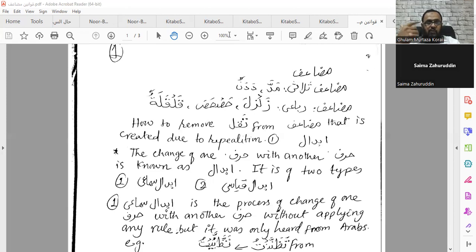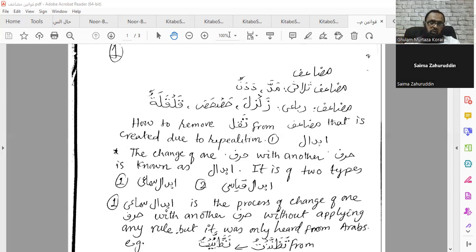Qaribul makhraj. When you were learning about makharij in tajweed, you might have noticed how the makharij like jim and ya are taken. Two huruf are pronounced from the same part of the mouth, but a very close part of the mouth, so they are known as qaribul makhraj. So the basic idea is to remove what? Thaqal. And to remove thaqal, there may be ibdal, there may be hadaf, there may be idgham.